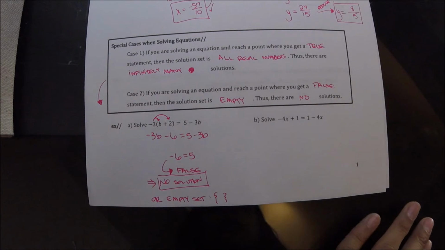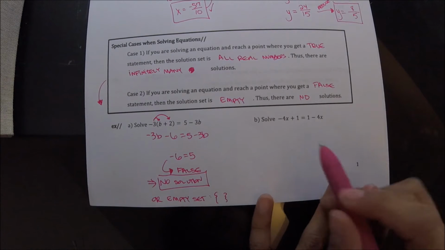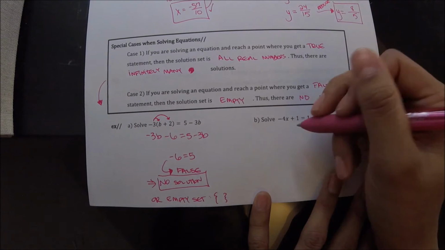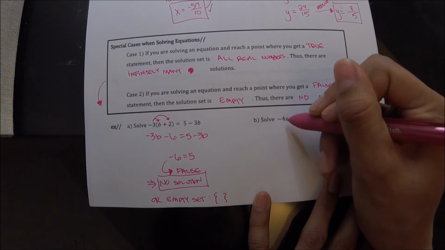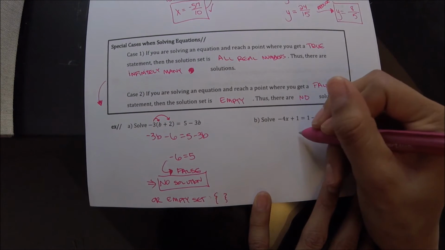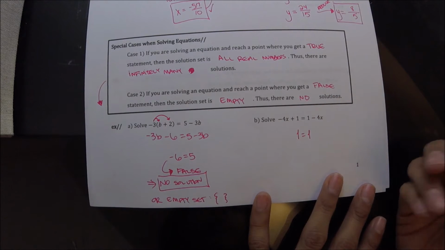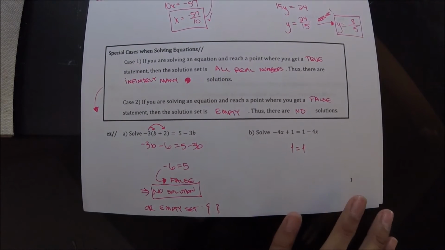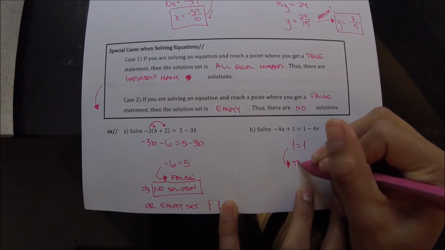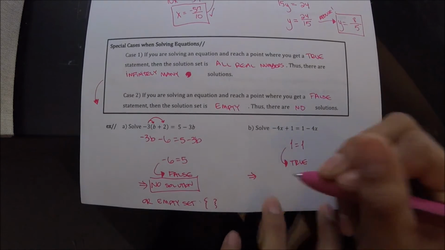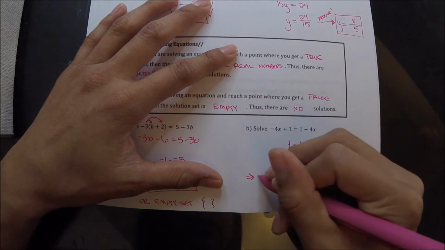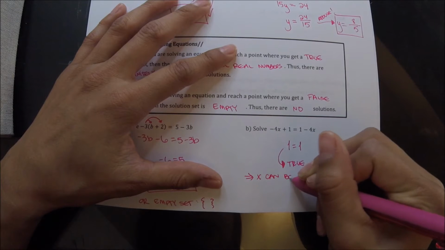Let's do part B now. We have negative 4x plus 1 equals 1 minus 4x. Well, if we add 4x to both sides, it'll cancel with this one, and it'll cancel with this one, and we'd be left with 1 equals 1. Well, what do you think about that statement? Well, 1 equals 1, that's true. This is true. So in this case, we'll say that the value x can be any real number.